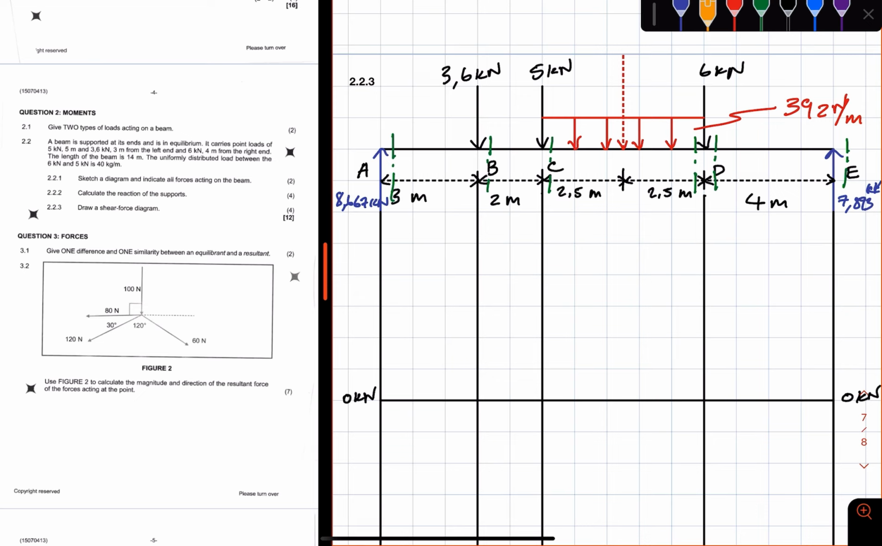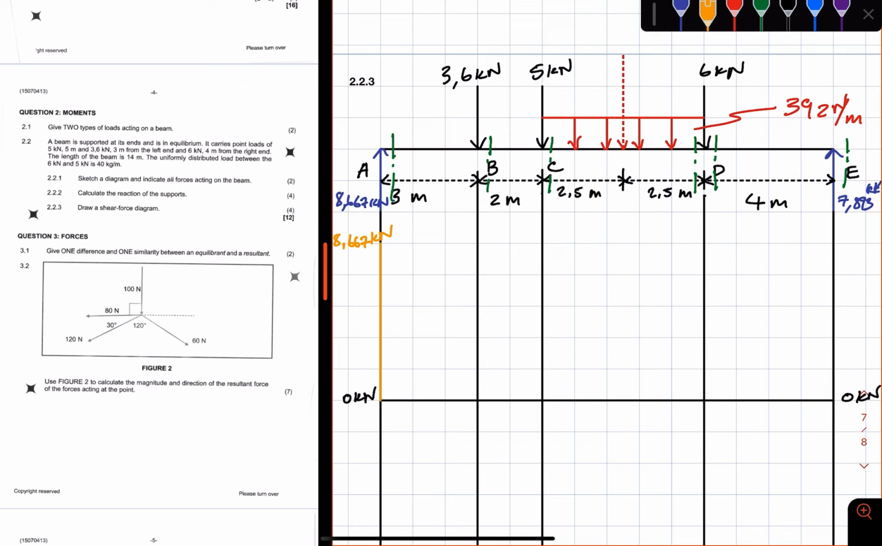So we're going to have force going up, which is 8,667. So you're gonna have 8,667, right, and I have 8,667 kilonewtons, right? That's the only force at section A.